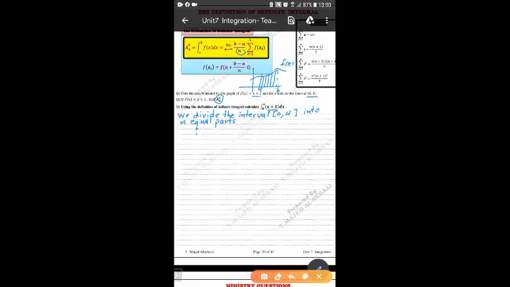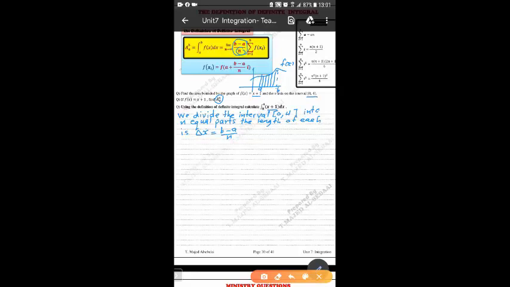What is the length of each? The length of each is delta x. What is delta x? It is b minus a over n. Listen to me. How can this question come in the exam? They can put a question in the exam that says, we divide this interval 0 to 4 into n equal parts. The length of each is.